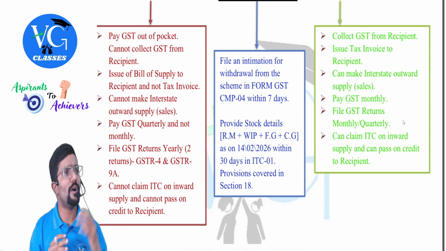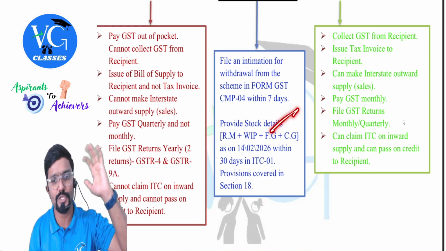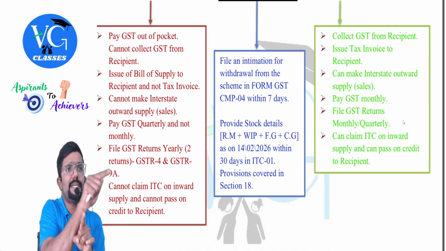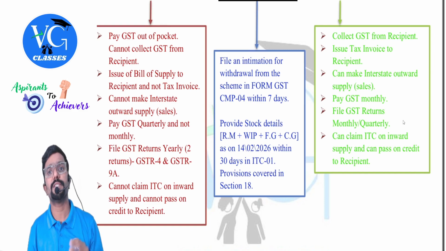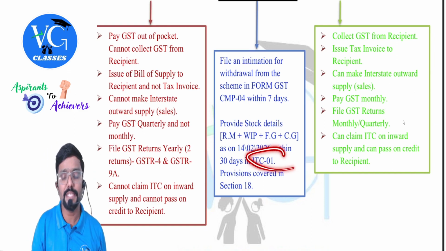Provide stock details of RM, which stands for raw material, WIP, work in progress, finished goods, and capital goods. As on what day? 14th February. That is the immediately preceding day. Within 30 days from 15th February, you have to give the details in ITC 01.